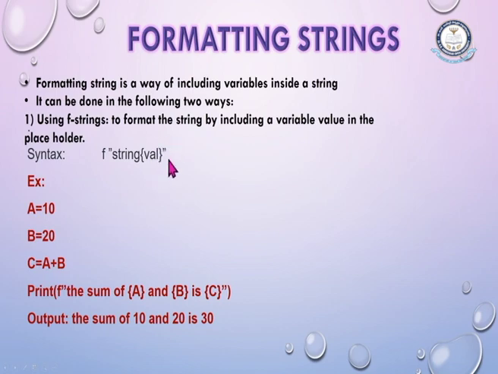Let us see how to use f strings. The syntax of using f strings is f followed by a string, and you need to have a placeholder. The placeholder is created by using curly braces. This placeholder allows you to put any variable value. That means, in the string you are going to embed one variable value. To put the variable value in that string, you have to create a placeholder, which can be created by using these curly braces.